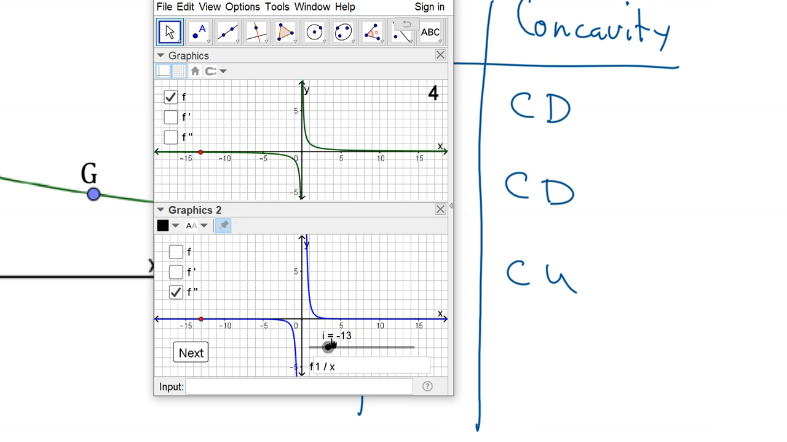What's happening with this one? I'm concave down, and then I switch to concave up. Interesting that those graphs look a lot alike. But if I switch to the first derivative, this original function, the green one, is always decreasing. So the first derivative is always negative. But the concavity is changing.